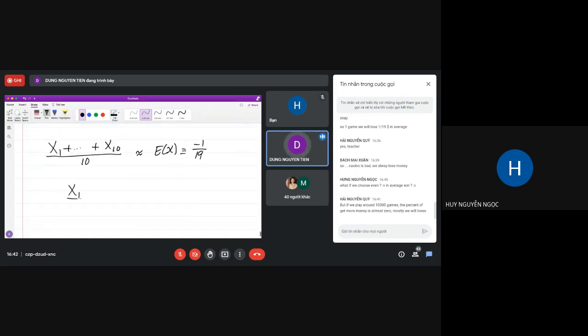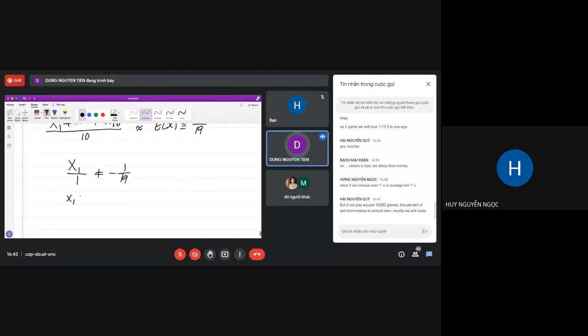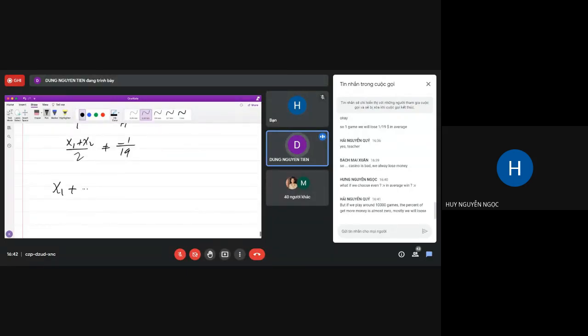x1 over 1 could be different from -1 over 19 because you can win $1. x1 plus x2 divided by 2 could be different from -1 over 19. Could be. However, we can prove that (x1 plus ... plus xn) all divided by n will be close to -1 over 19 when n goes to infinity. This was proved, and that is called the law of large numbers.